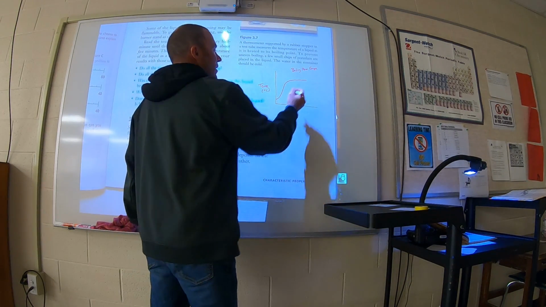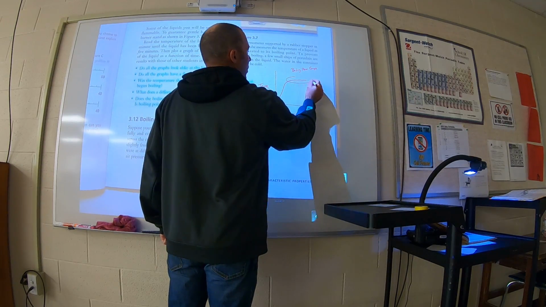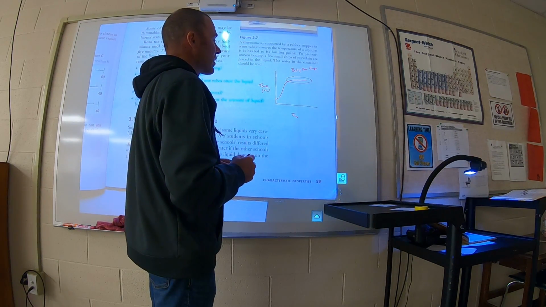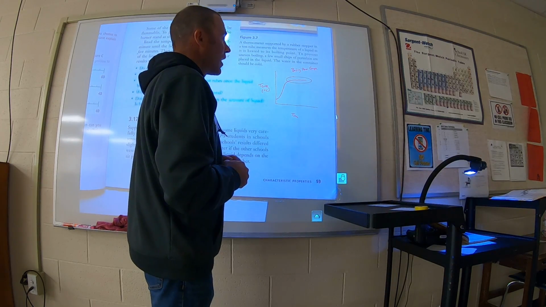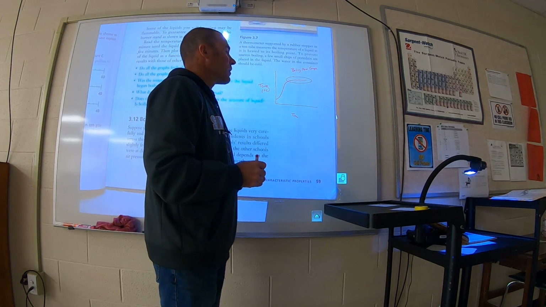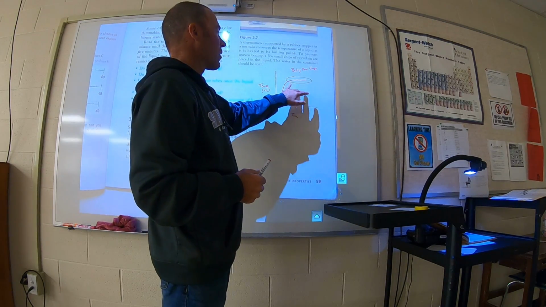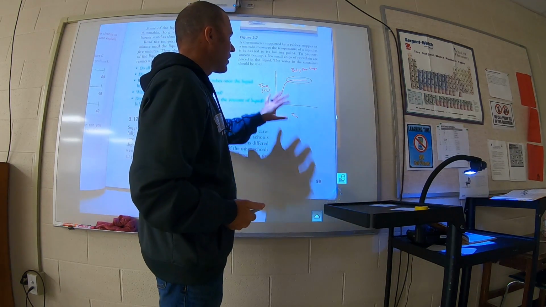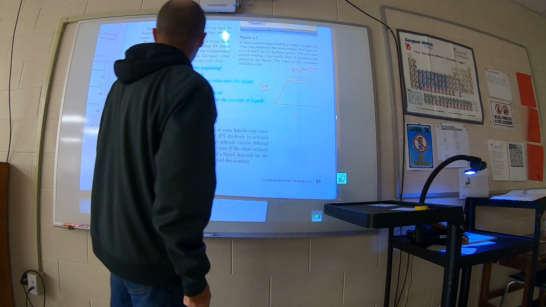So your boiling point is this point right here. And there were two possible boiling points that you could have. If you had rubbing alcohol, it boils at about 82. If you had water, it boils at about 100. It's probably going to be a little bit less than 100 at this elevation.